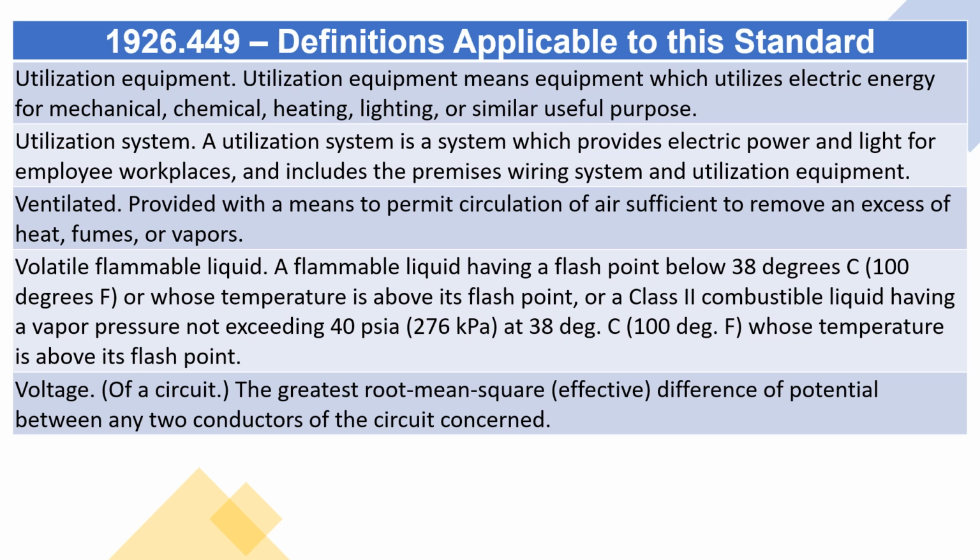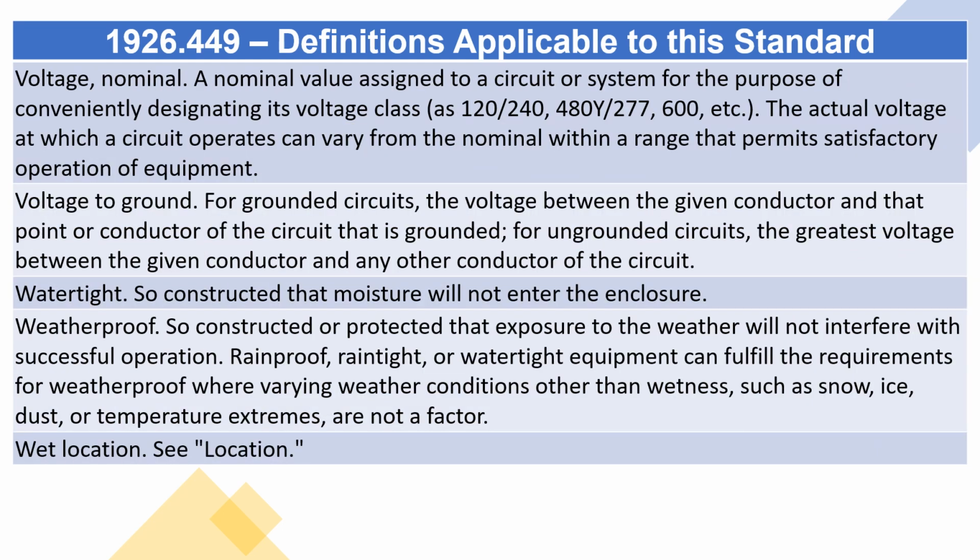Voltage of a circuit. The greatest root mean square (effective) difference of potential between any two conductors of the circuit concerned. Voltage, nominal. A nominal value assigned to a circuit or system for the purpose of conveniently designating its voltage class, as 120/240, 480Y/277, 600, etc. The actual voltage at which a circuit operates can vary from the nominal within a range that permits satisfactory operation of equipment. Voltage to ground. For grounded circuits, the voltage between the given conductor and that point or conductor of the circuit that is grounded. For ungrounded circuits, the greatest voltage between the given conductor and any other conductor of the circuit.